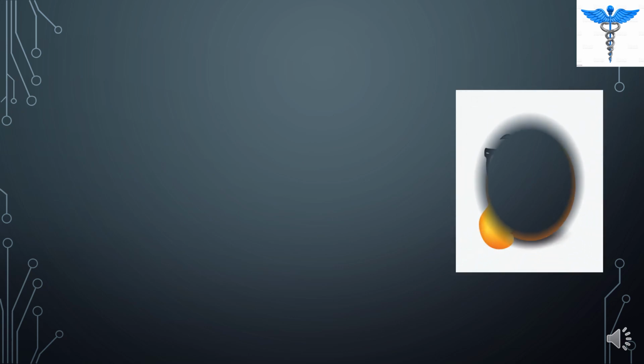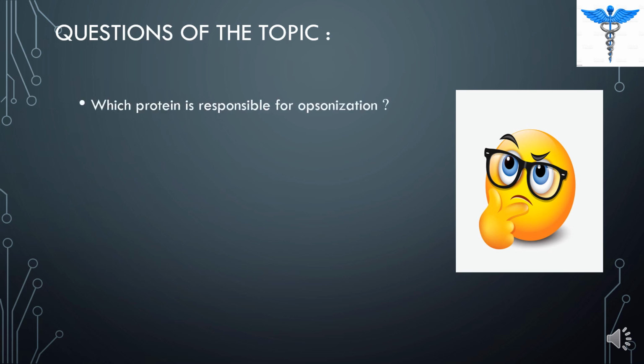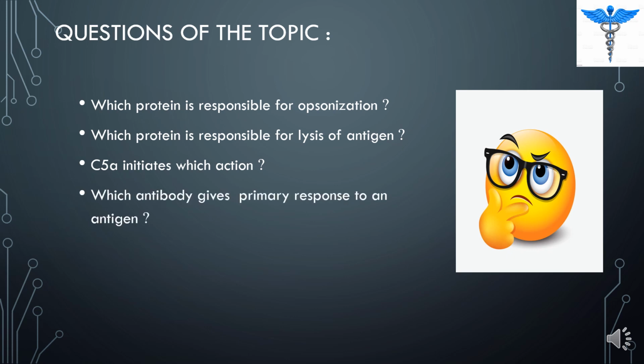Coming towards the questions of the topic. Number one, which protein is responsible for opsonization? Number two, which protein is responsible for lysis of antigen? Number three, C5a initiates which action? Number four, which antibody gives the primary response to an antigen? And the last one, which portion of the antibody initiates the complement system?